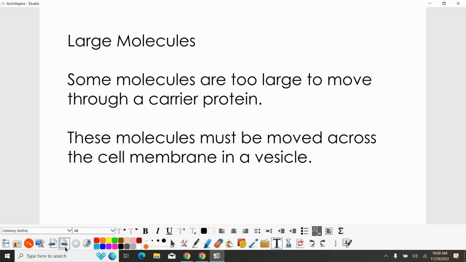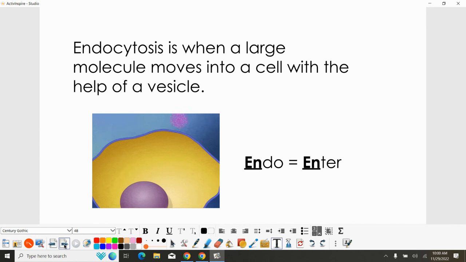If you remember from the last unit, a vesicle is one of these little packets that is used to transport substances either internally in the cell or into or out of it. Endocytosis is when a vesicle is used to move something into the cell. Endocytosis, enter. They both start with EN. Endocytosis, endo means enter.